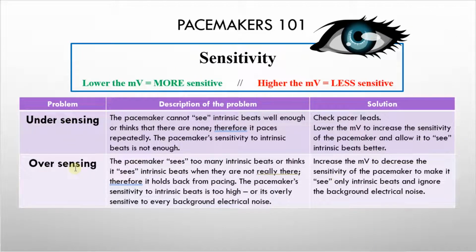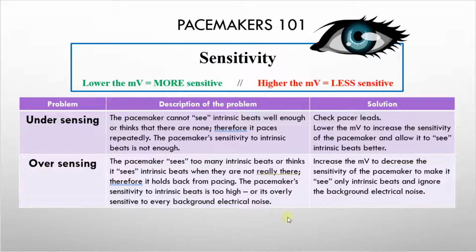Oversensing is the opposite. Oversensing is the pacemaker sees too many intrinsic beats, or it thinks it sees intrinsic beats when they're really not there. For that reason, it's hesitant in going off, because it's not sure if that is a patient's intrinsic beat or not, but then the pacemaker, because it's too sensitive, is going to be on the safer side.